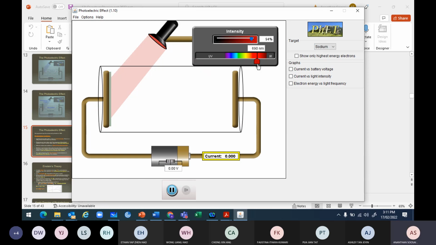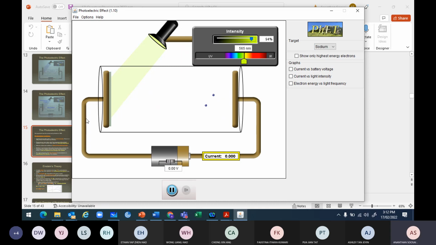So I reduce the frequency a little. Orange, still no. Yellow, no. Green, still no electron released. But once I go to a higher frequency, I get electron release. At lower frequencies, maybe at yellow, no electrons are released at all.